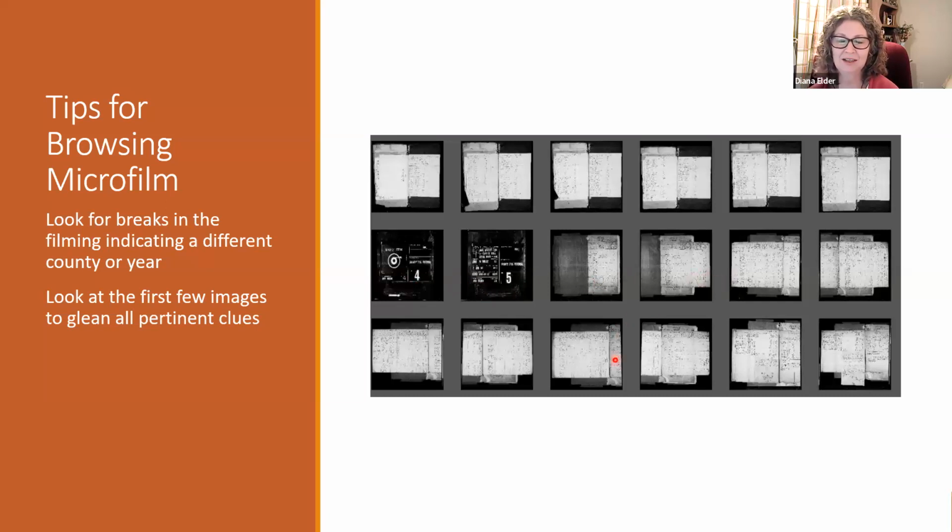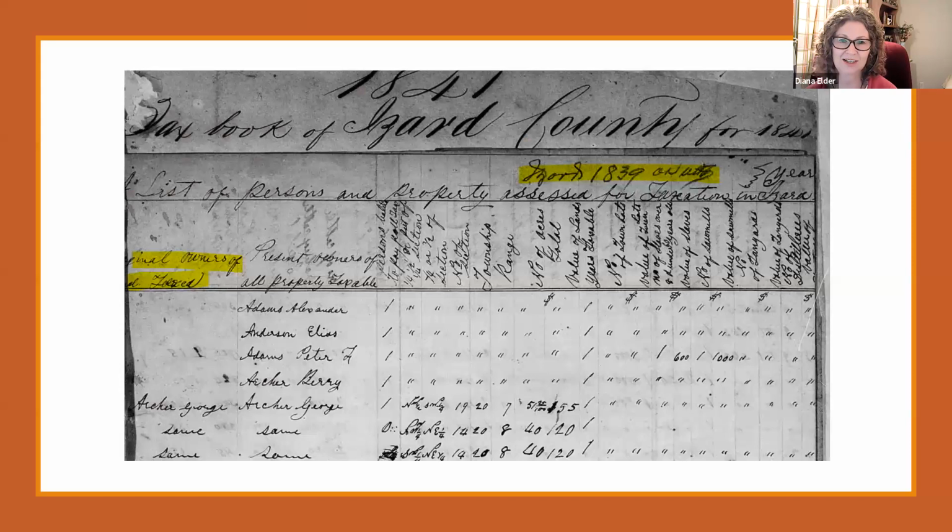So then I like to look at the first few images to get some clues about what's going on in this collection. And so here I see it's Izard 1839, and I see that they have listed the original owners of the land for taxes and then the present owners of all property. Now I had to scroll ahead a few pages to finally find one that wasn't cut off and see that this really was original. So you'll often have to do that, scroll back and forth to try to understand the headings. Sometimes you can read the headings better than on other pages. So make use of the entire microfilm.